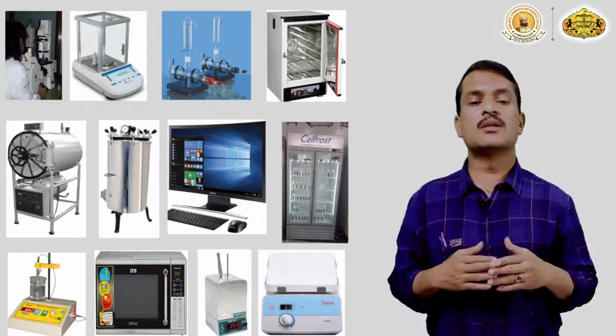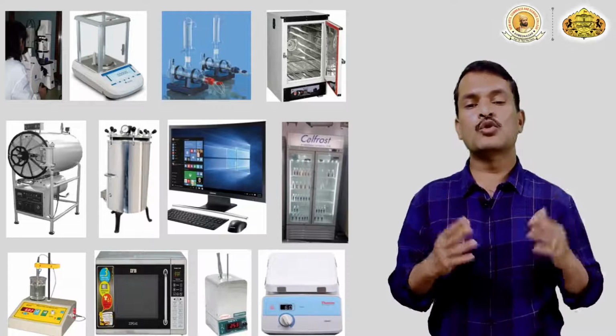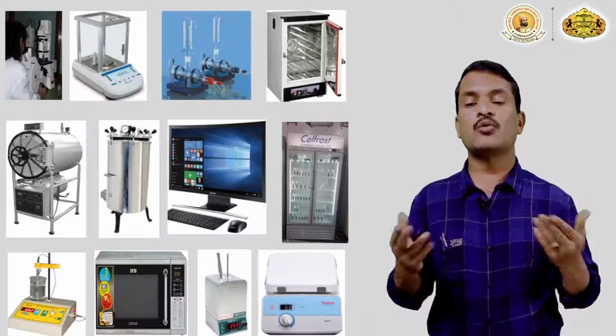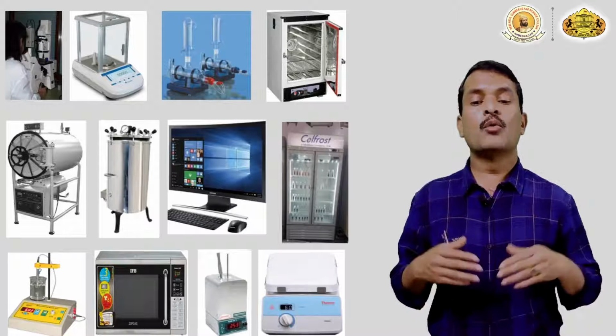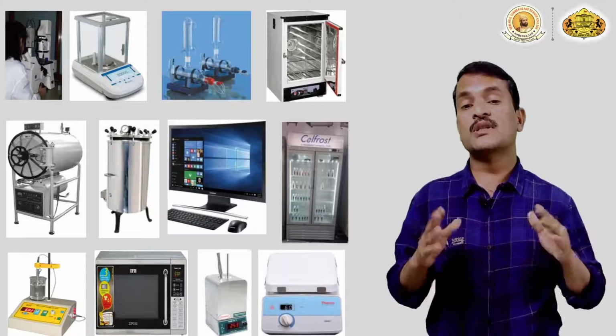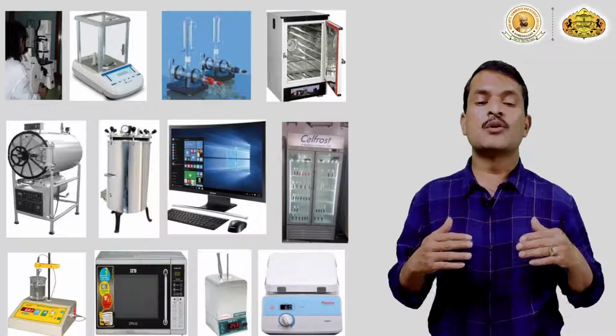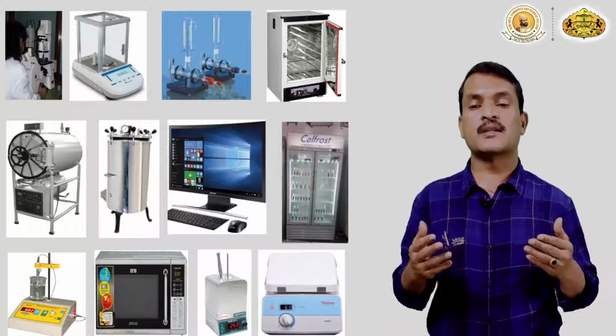We need a refrigerator to store the different types of chemicals. Likewise, when you are going to make your media, you need a pH meter, you need a microwave oven, sometimes for heating the media or maybe for some other purpose, and likewise you need a hot plate and other things.